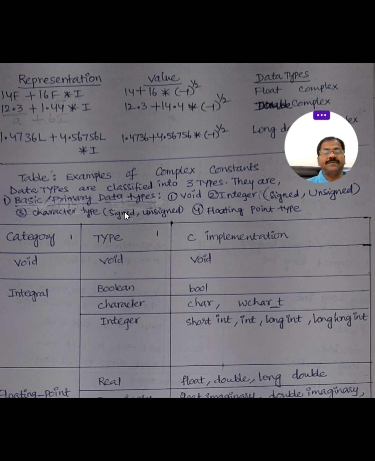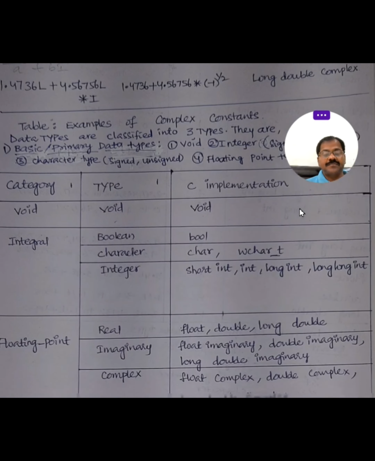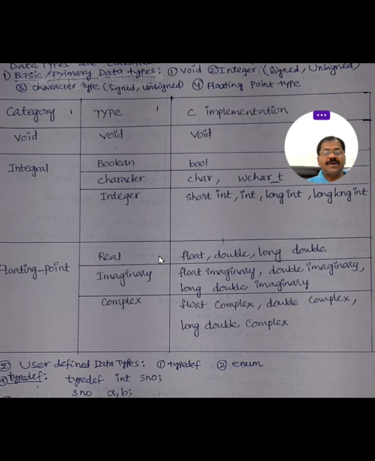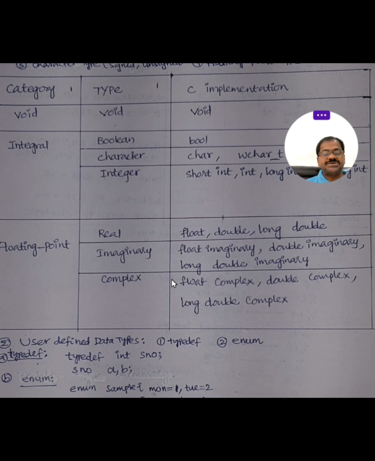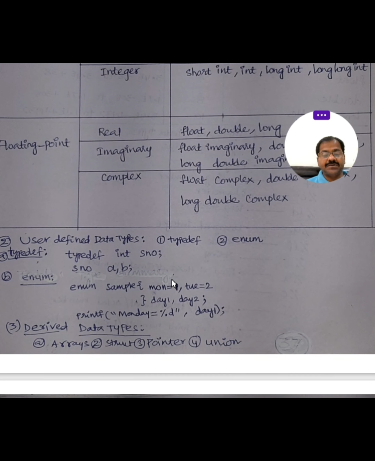You see here data types are classified into 3 types. Now we discussed basic or primary data types. What are the basic or primary data types? Void means it doesn't return any value. Next, integer. In integer, signed and unsigned. Next, character type, floating point type. Okay. In floating point, we have real value a plus bi. a is the float or real value, bi is the imaginary value. a plus bi is the complex value. Like that we write. Next, the second data type is user defined data type.